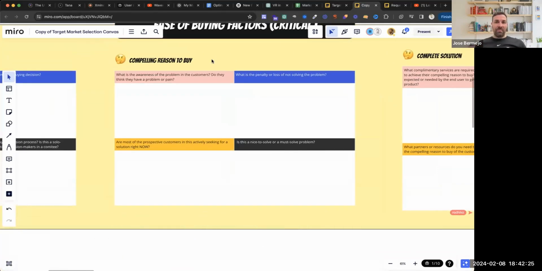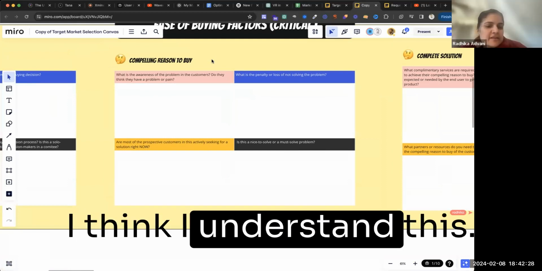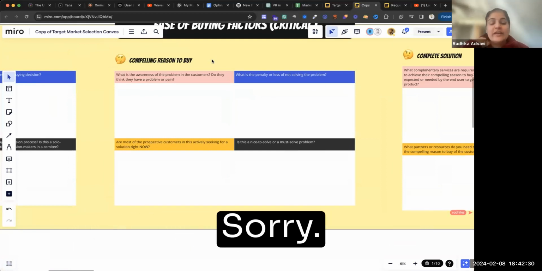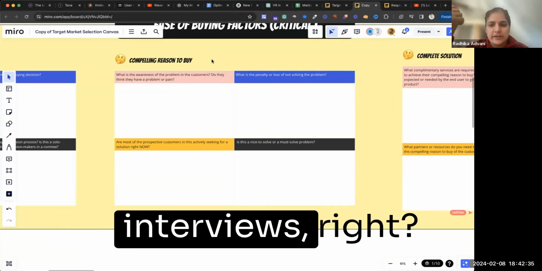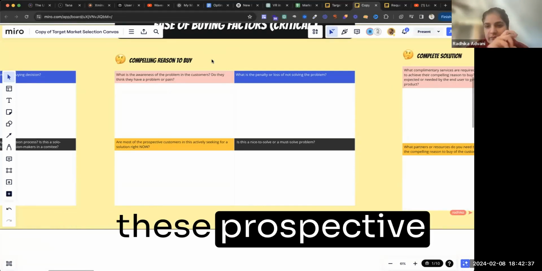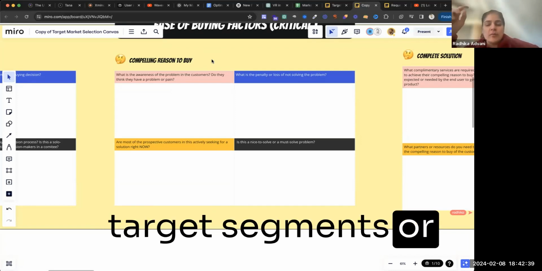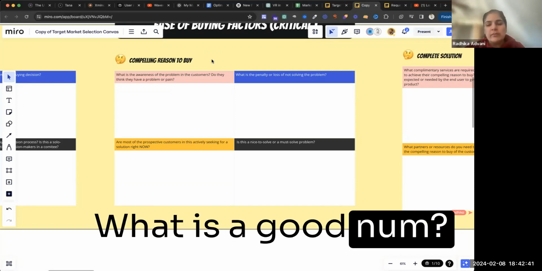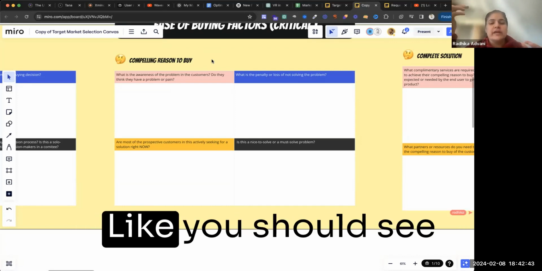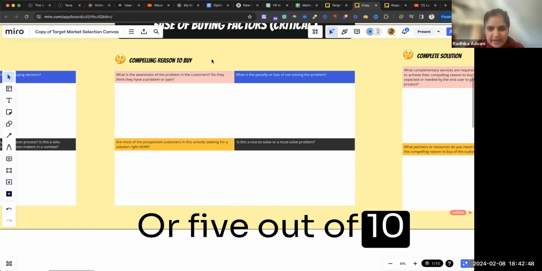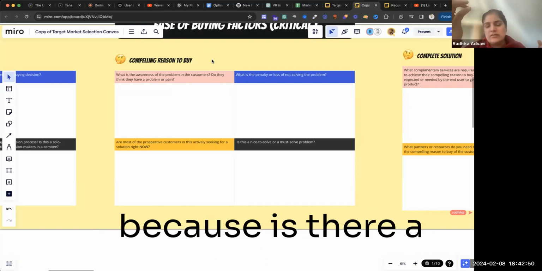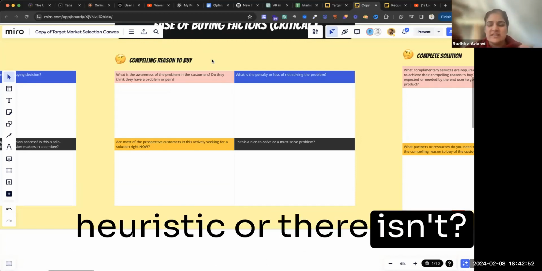What do you think? I think I understand this. I have one follow-up question. Sorry. How do you know? Is all this information gathered from customer interviews, or by talking to these prospective target segments or market segments? What is a good number? Is there a heuristic that we should follow, like you should see 15 out of 100, or 5 out of 10, or 7 out of 10, or is there no heuristic?